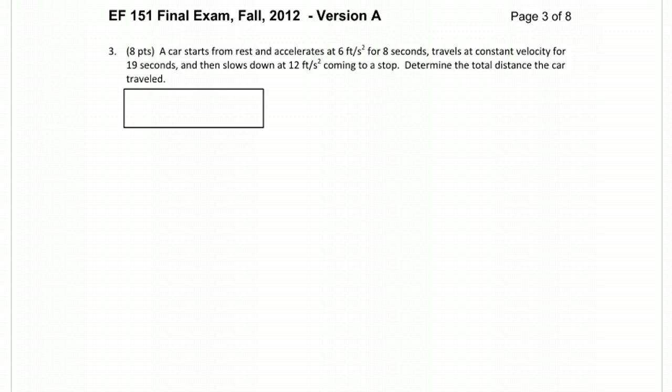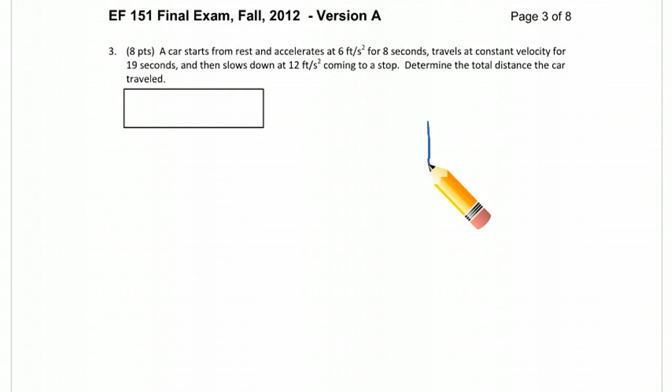Number 3 on the Fall 2012 final has a car starting from rest and accelerating at 6 feet per second, traveling at constant velocity, and then slowing down. Determine the total distance the car has traveled. In Module 1, we worked lots of problems like this, and we usually drew some sort of time and distance graph and time and velocity graph. Alright, so let's see. We're going to determine the total distance.